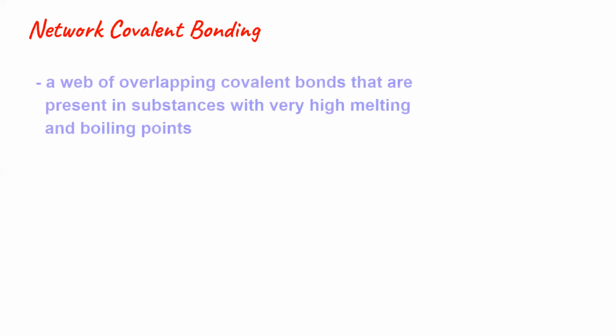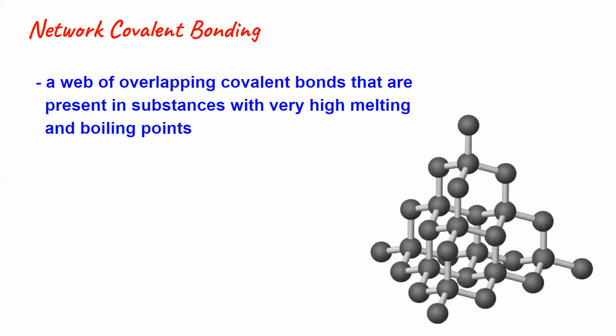The last type of bonding that we're going to talk about today is called network covalent bonding. This is basically something that is completely different than what we've talked about earlier today. This is a very specific type of bonding that occurs in many things, but we're only going to need to know about 4 of them. It occurs when we have a web, an interconnection of overlapping covalent bonds, and they result in substances having very high melting and boiling points. In this picture, you can see a picture of diamond. We have carbons. Carbons, remember, form 4 bonds.